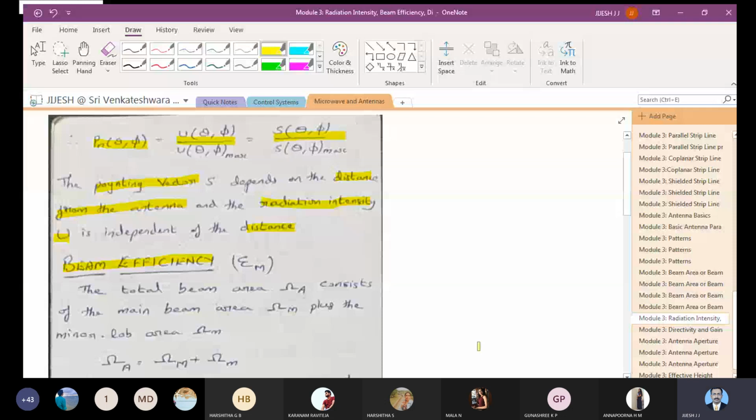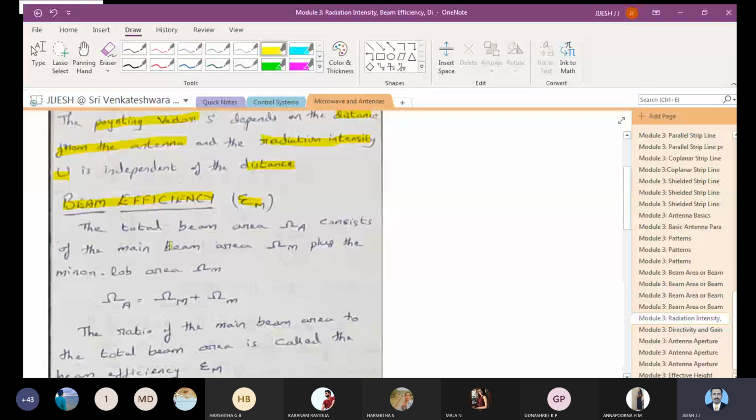Beam efficiency is denoted as epsilon m. So this is the notation for that. What is beam efficiency? The definition for beam efficiency involves the total beam area, denoted as omega A, which consists of the main beam area omega M, this is one component, plus the minor lobe area omega small m. This is capital letter M, this is small letter m. You need to specifically write capital and small. Don't write both capital or both small.